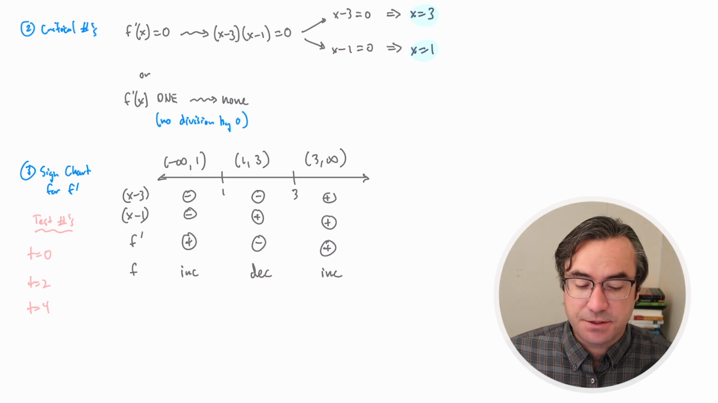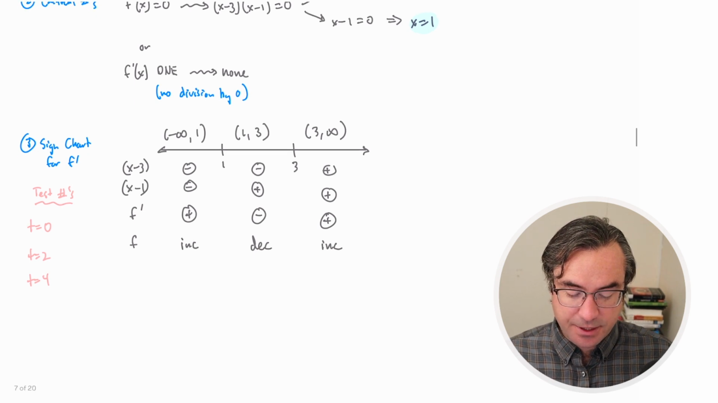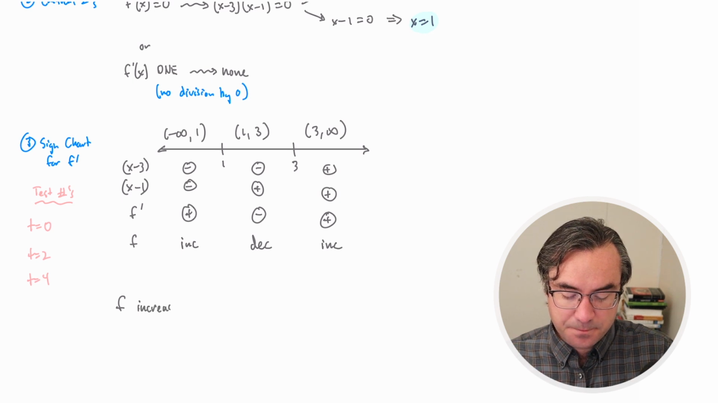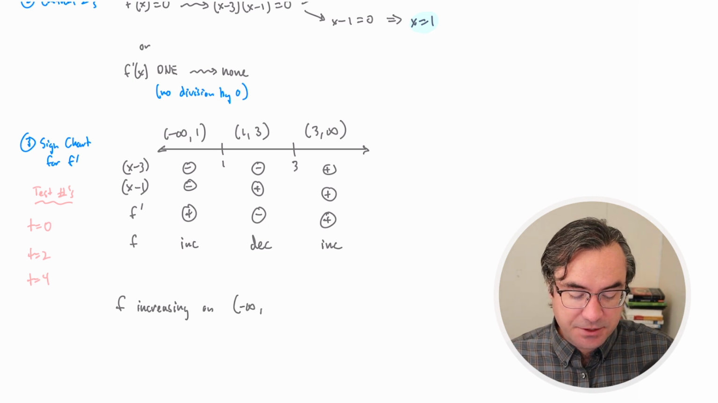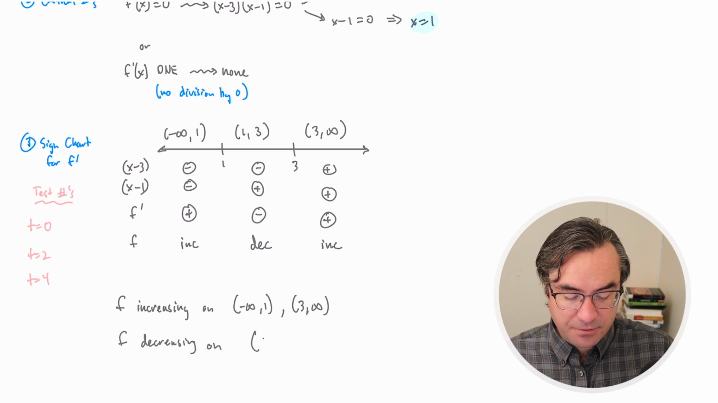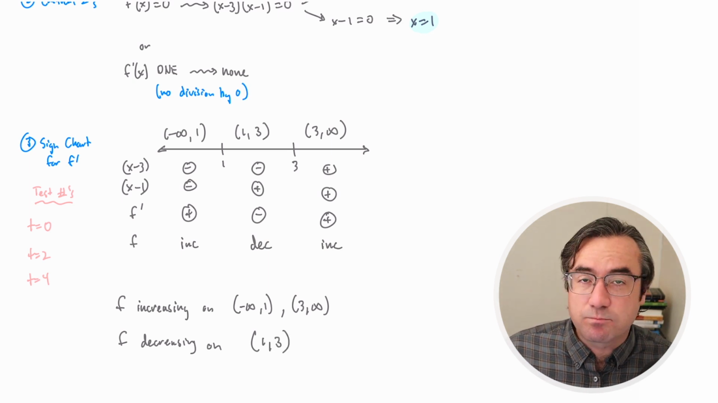All right, so we've done it. Let's get our answer here. We know f is increasing on the interval minus infinity to 1 and on the interval 3 to infinity. And then f is decreasing on that middle interval, 1 to 3.